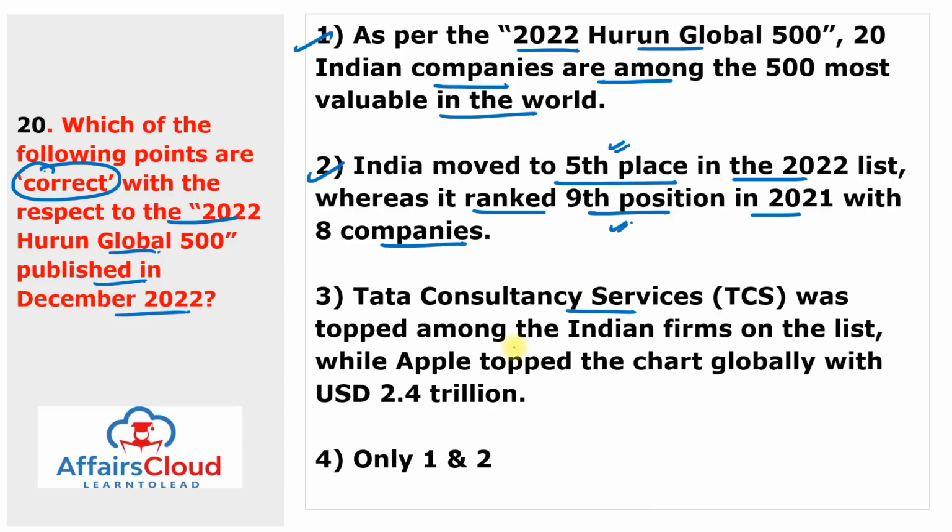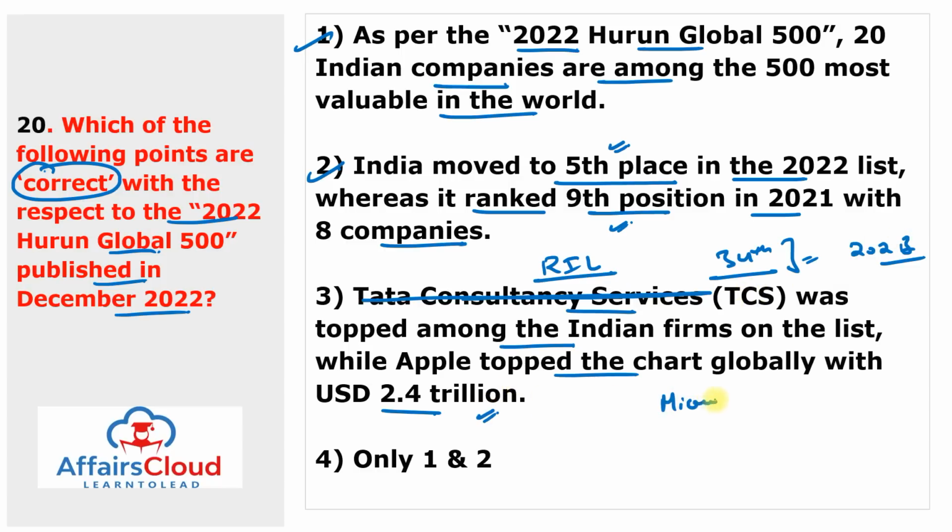Tata Consultancy Service was topped among the Indian firms on the list, while Apple topped the chart globally with the $2.4 trillion. This statement is wrong because this is not TCS, this is Reliance Industries Limited. And this company has topped among the Indian firms on the list and the 34th biggest company globally with a valuation of $202 billion. And Apple topped the chart globally with the $2.4 trillion, and Microsoft came second with the $1.8 trillion, while Alphabet, the parent company of Google, grabbed the 3rd place.